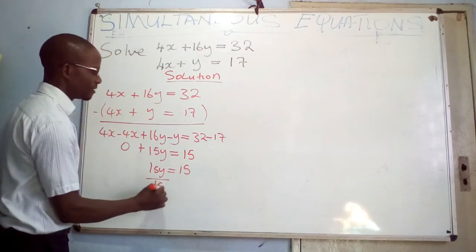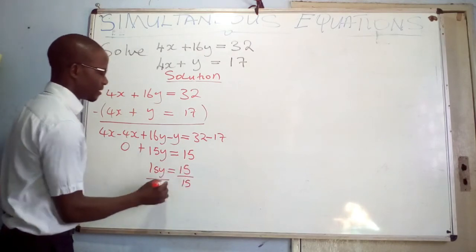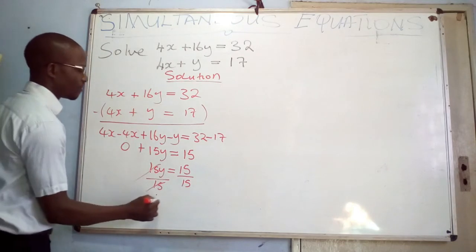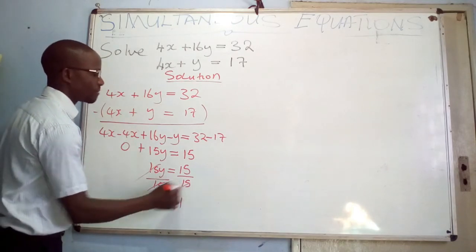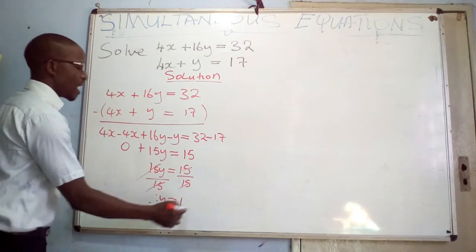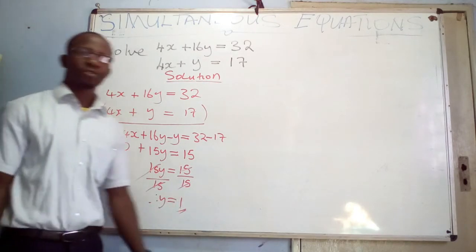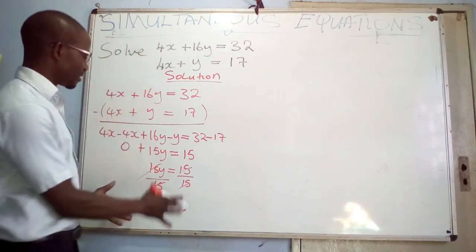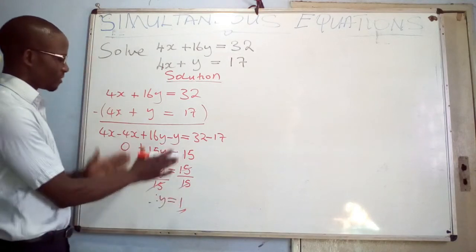Divide by 15 on both sides. Therefore, y is equal to 1, because these will also cancel. Our first answer is y, through the elimination method. This is simple and straightforward. It's very beautiful when you reach there.